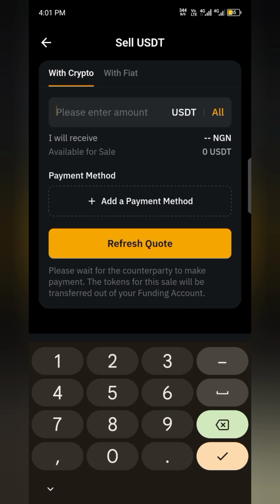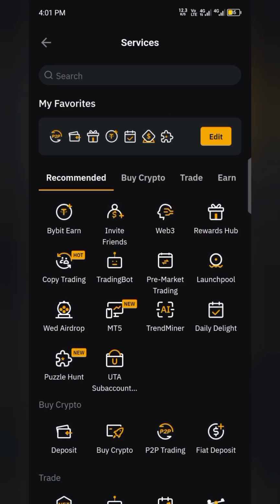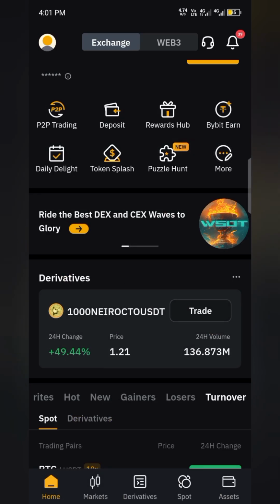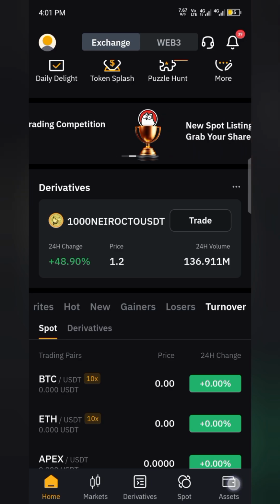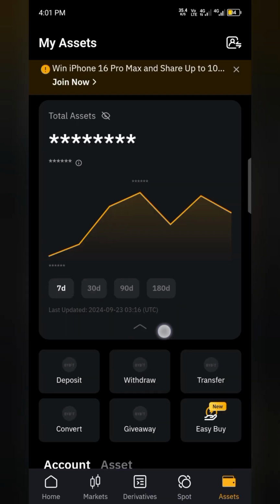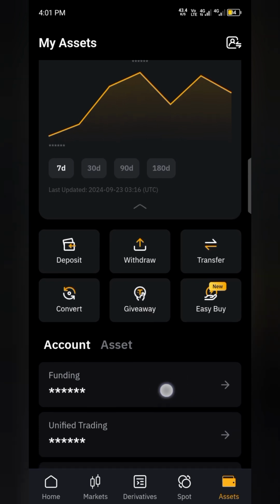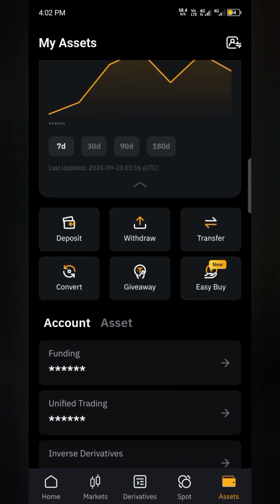Now, in the event that you bought USDT from somebody and you want to know if it has come to your wallet, you just go to the assets side, tap on assets, then you see your funding, you see the money in your funding wallet. There's nothing left for you to do except transfer it to your unified account, or you leave it in your funding.